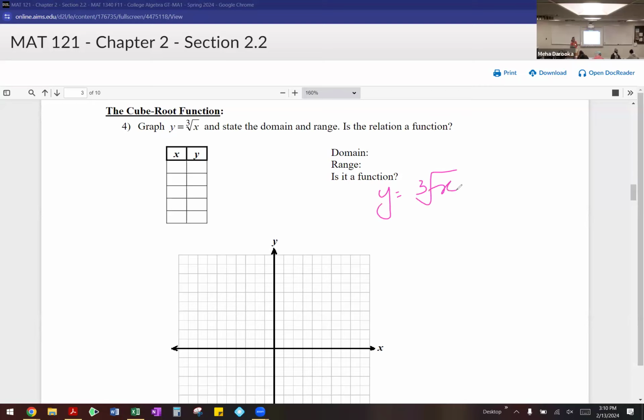Now remember, the restriction of 0 and greater than 0 is only for the even functions: square root, fourth root, sixth root. So there's actually no restrictions on a cube root function. So your domain is going to be all real numbers. If you want to work with happy numbers, find something that's a perfect cube, right? So what's a perfect cube number? Very good.